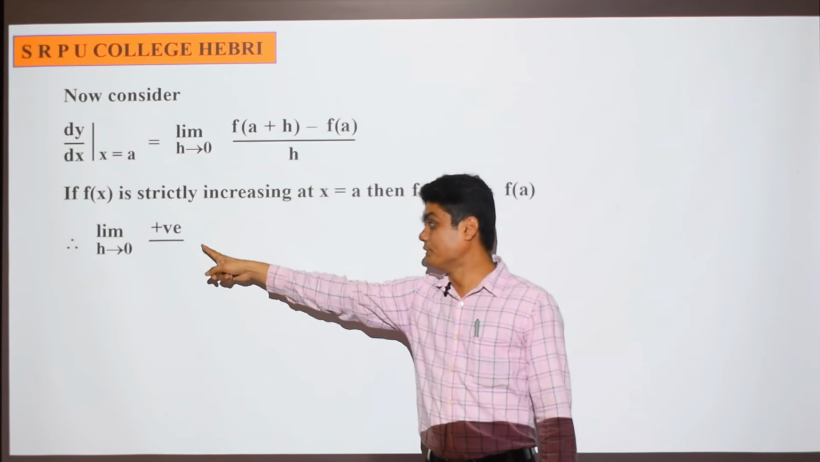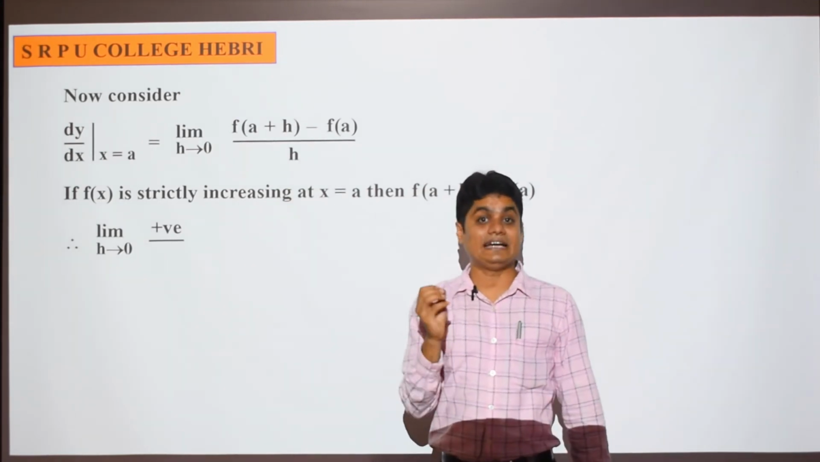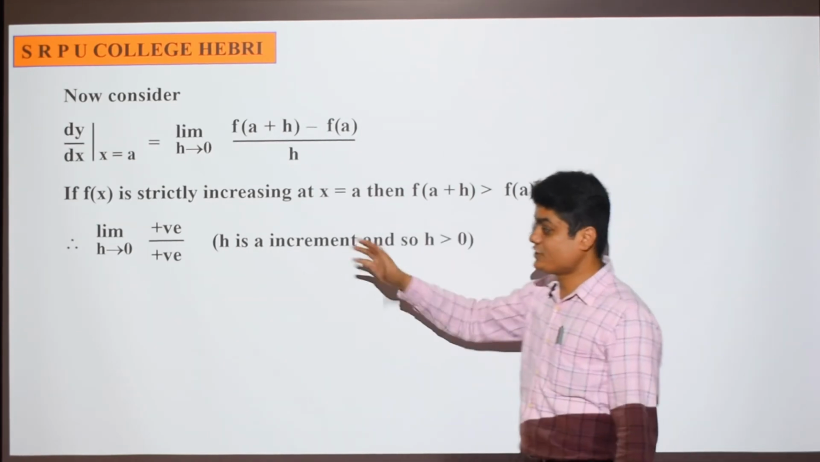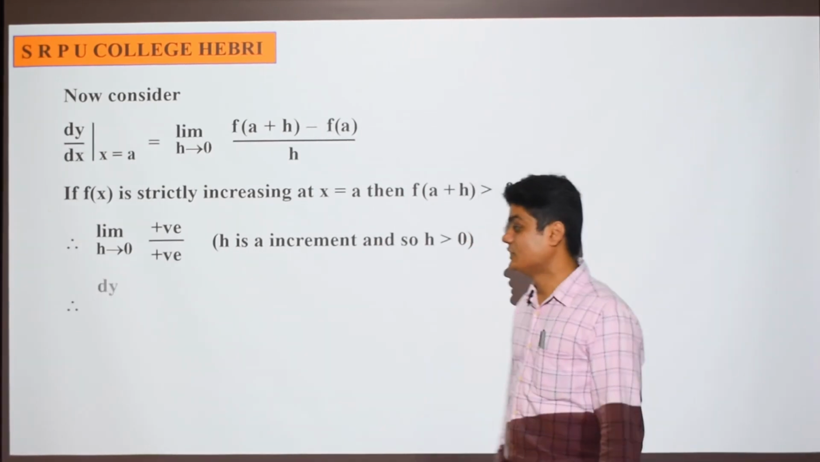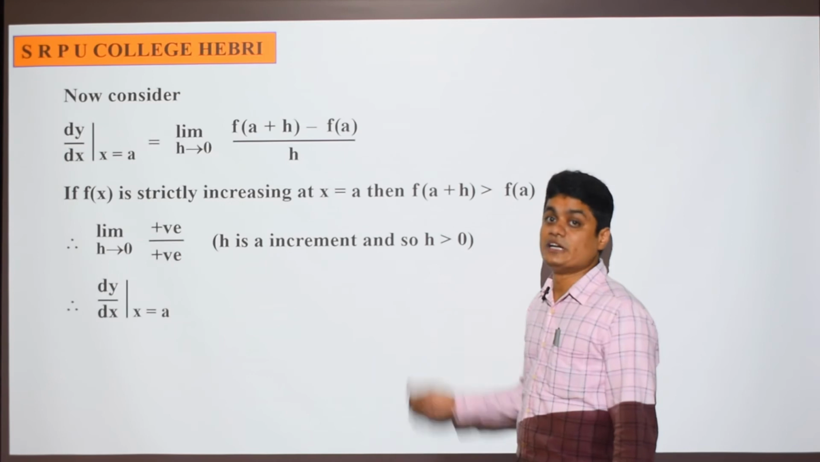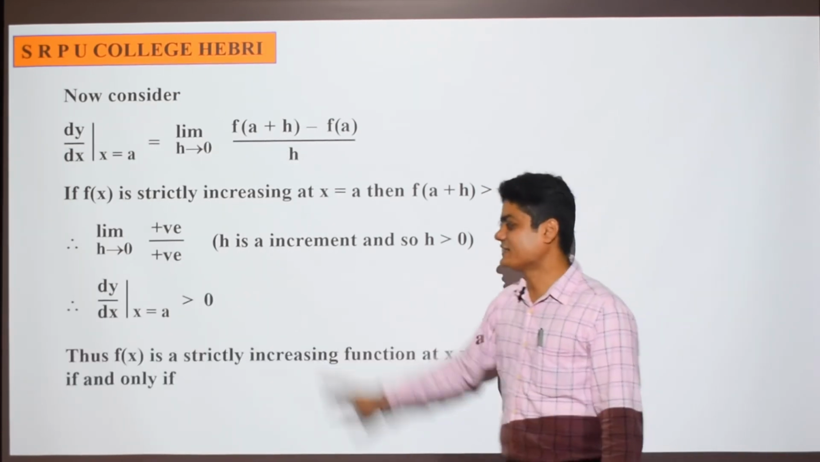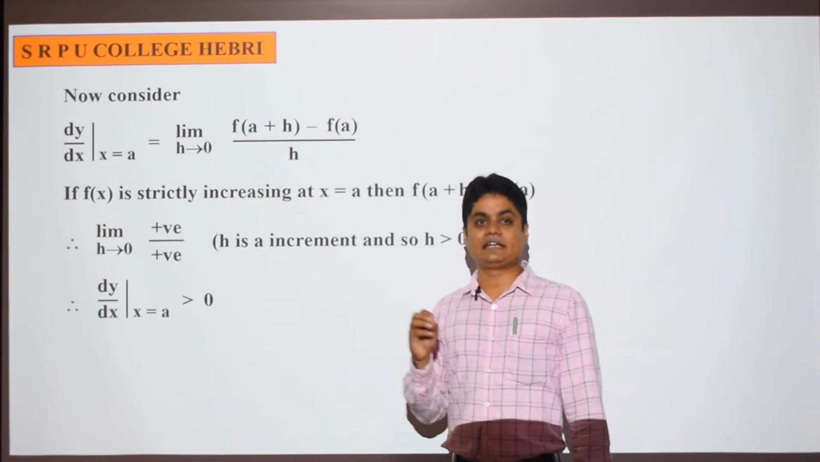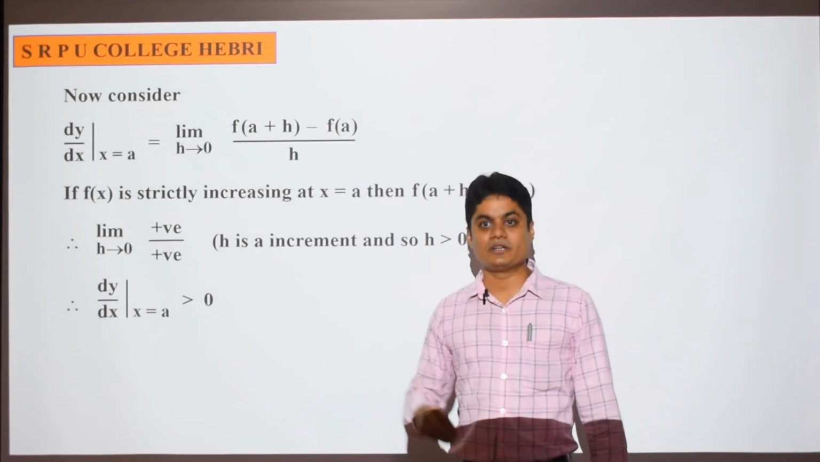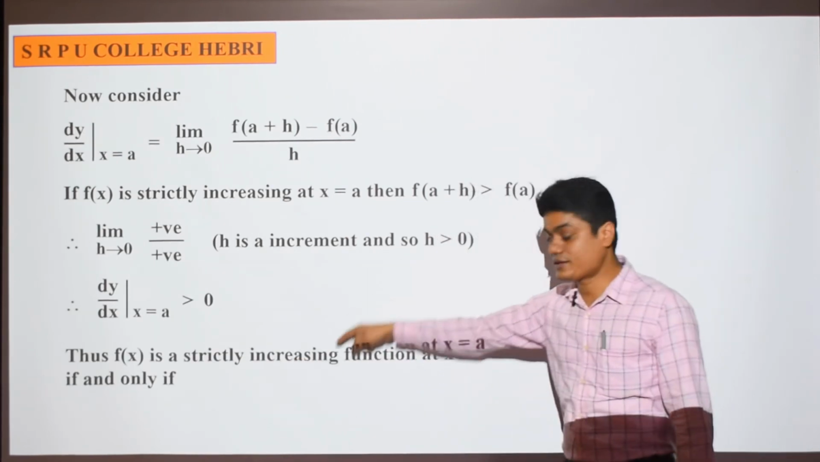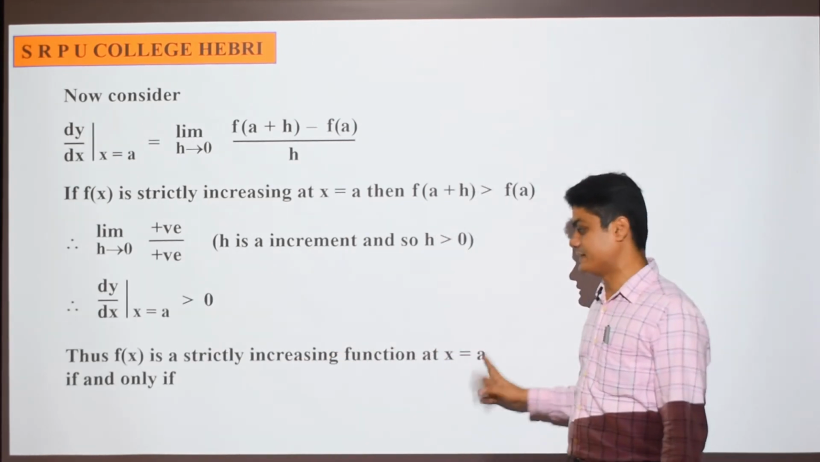Difference should be positive. h is an increment. That is called increment. Increment cannot be negative, so it must be positive. The ratio of two positive numbers must be positive. So which is positive? dy by dx at x equal to a is greater than 0. So this is a condition actually. If you get dy by dx at one particular point greater than 0 for any function, then that function is called strictly increasing function at x equal to a.